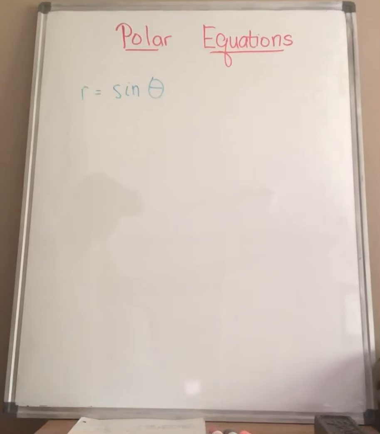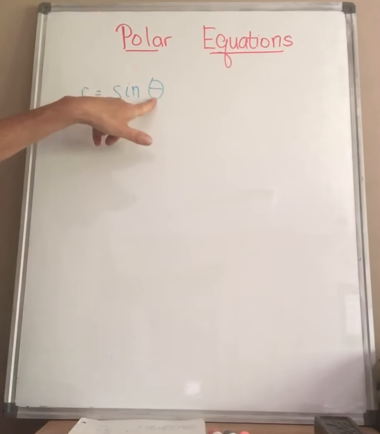Our last unit for the year is called Polar Equations. I think you graphed them last year in Honors Pre-Calc. In polar equations, something like r is equal to sine of theta, we don't have x's and y's, we have r's and we have theta.